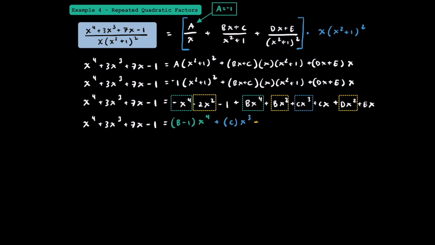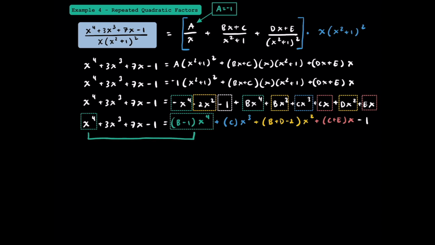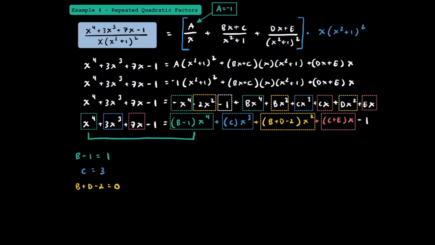For x to the 2nd power, we have the quantity of b plus d minus 2 times x squared. For the x's, we have c plus e times x, and for a constant term, we just have minus 1. Since our x to the 4th power terms must match, we can write that b minus 1 is equal to 1. Since our x cubed terms must match, we can say that c is equal to 3. For our x terms, we can say that c plus e is equal to 7. And we don't have to worry about these constant terms since they don't have any variables in them.